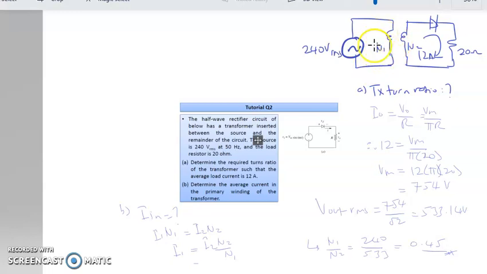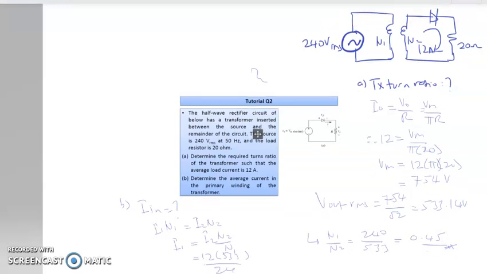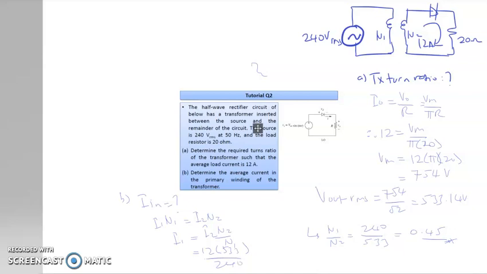Voltage times current over here ideally is the amount of voltage and current transferred to here. High voltage, low current becomes low voltage, high current here. Okay. So I1 equal to I2 N2 divided by N1. So you put in the values that we have obtained just now. So 12 times 533 divided by 240. So you will get 26.7 ampere on the primary.